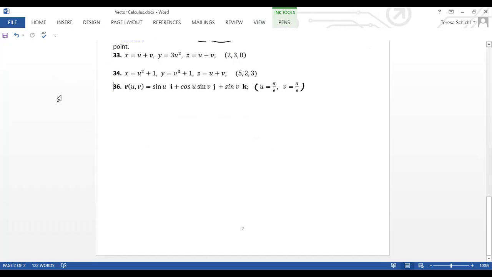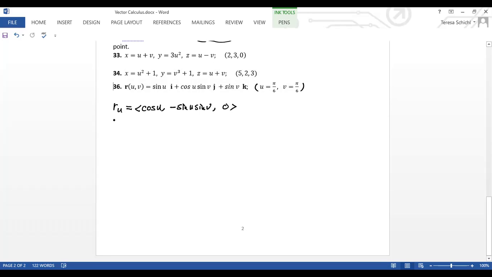So remember, we want to find the tangent plane. What is the first thing? We need to find the partials, right? So the partial for u. The derivative of sine is cosine, and the derivative of cosine is negative sine u, sine v. Now, for sine v, there's no u, so it's 0, right?